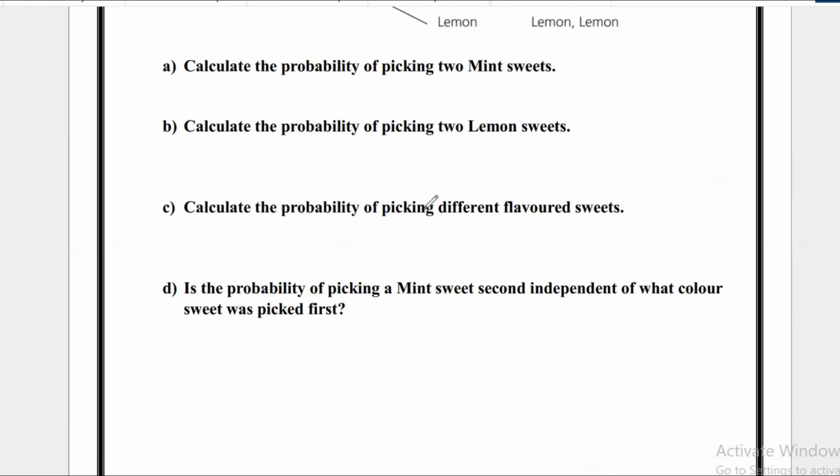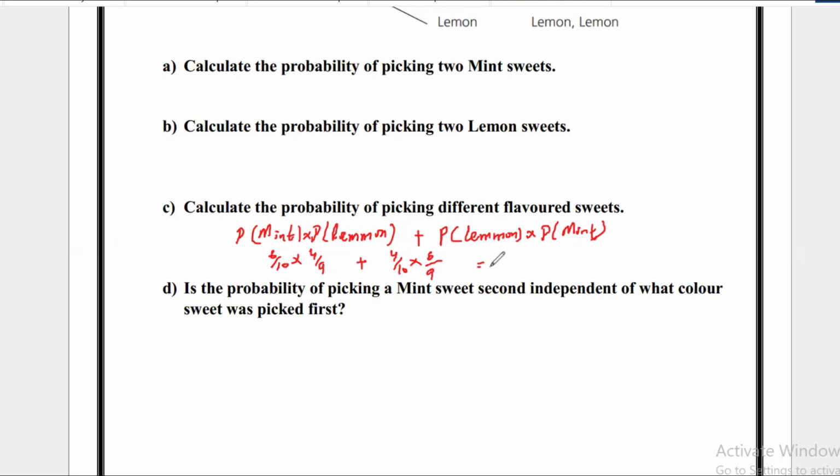So remember, the probability of picking different is the probability of mint into probability of lemon, plus probability of lemon into probability of mint. We know the probability of mint is 6 over 10, and then lemon is 4 over 9, plus first lemon 4 over 10 and then mint 6 over 9. So once you solve this one, it gives you 6 fours are 24 over 90 plus again 24 over 90, which gives us 48 over 90, and both are divisible by 2.